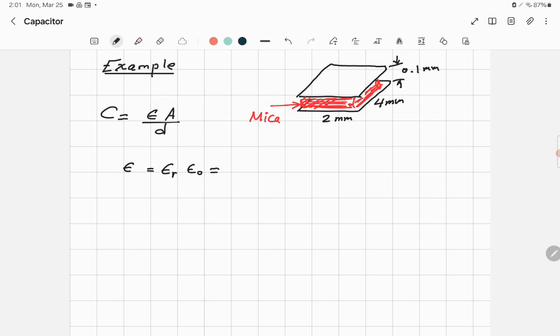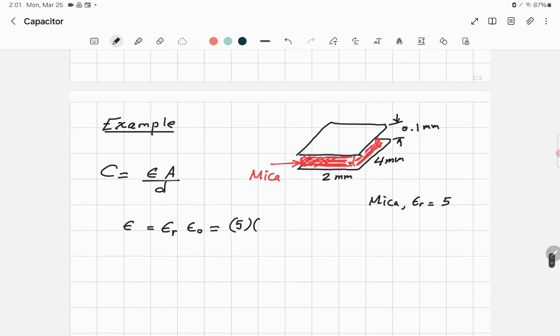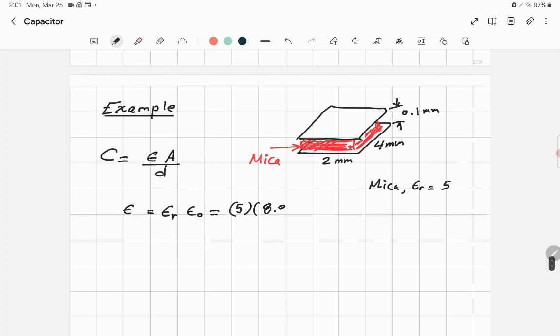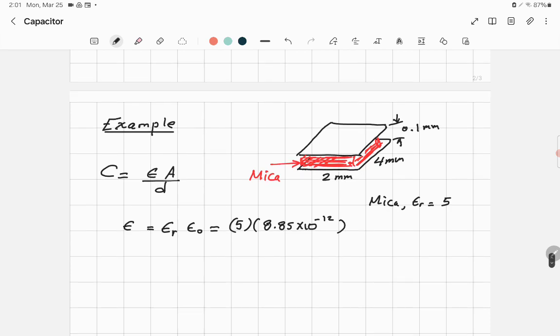How do you find epsilon R? I go to the table. I find that for mica, epsilon R is equal to 5. I'm going to show you the table now. So epsilon R is equal to 5 times epsilon naught. Epsilon naught is a constant number. I don't remember it, but it's 8.85 times 10 negative 12. That's right. That's epsilon.